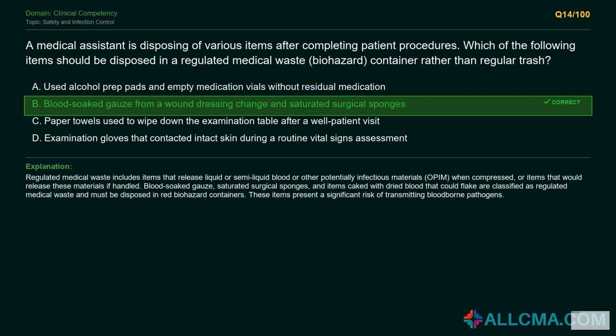The correct answer is B. Regulated medical waste includes items that release liquid or semi-liquid blood or other potentially infectious materials, OPIM, when compressed, or items that would release these materials if handled. Blood-soaked gauze, saturated surgical sponges, and items caked with dried blood that could flake are classified as regulated medical waste and must be disposed in red biohazard containers. These items present a significant risk of transmitting bloodborne pathogens.